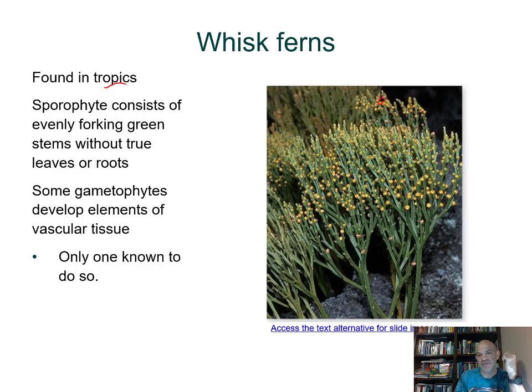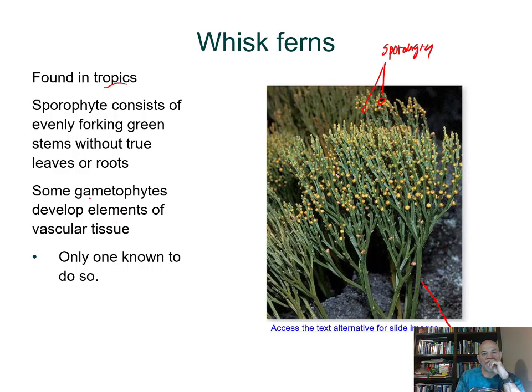You can see these little yellow structures there on the end. Those are the sporangia, and what we're looking at is the dominant sporophyte generation. The sporophyte has the sporangia that produce the spores by meiosis. Okay, so these yellow structures here are the sporangia. Okay. So these are the whisk ferns, and they're in the group Pterophyta.